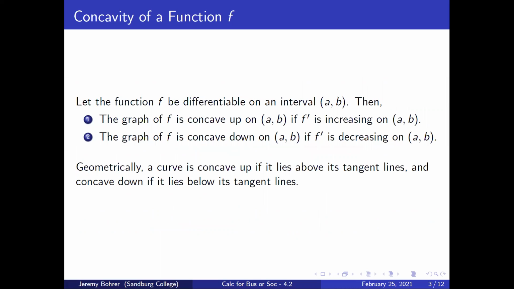Let the function f be differentiable on an interval (a, b). Then the graph of f is concave up on (a, b) if f prime is increasing on (a, b), and the graph of f is concave down on (a, b) if f prime is decreasing on (a, b). Geometrically, a curve is concave up if it lies above its tangent lines and concave down if it lies below its tangent lines.